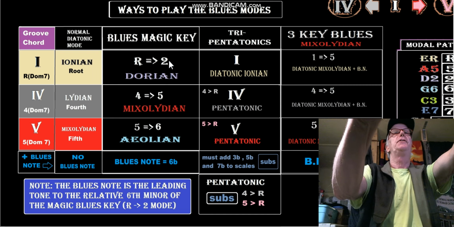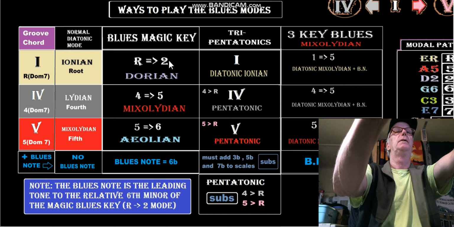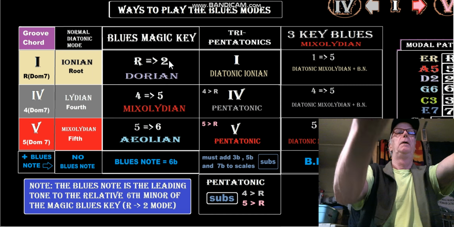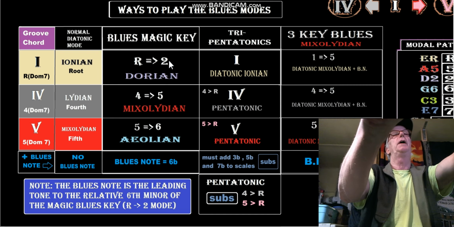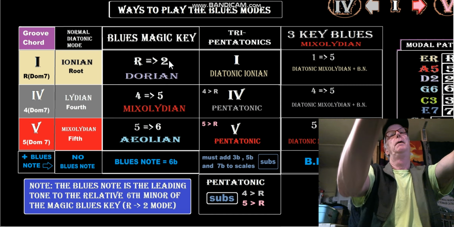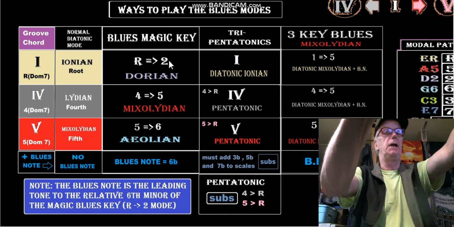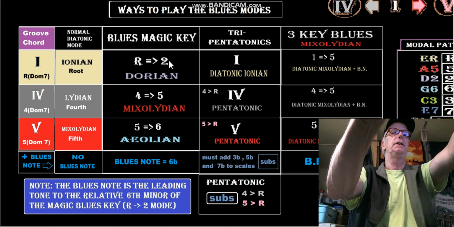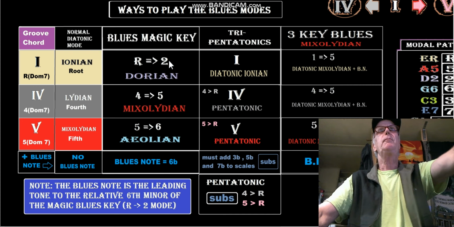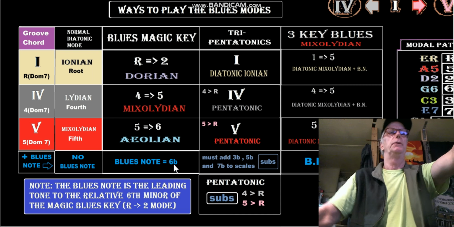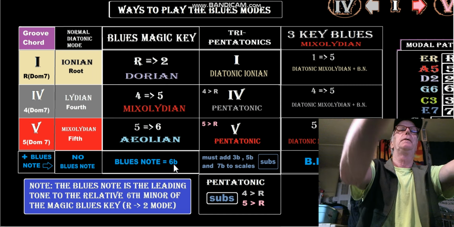Now, the 6th flat is going to be down here. And that is the leading tone to what? To this, which is the relative minor of the magic key. Alright, so that's just a little explanation of the blues note. Now we simply want to hit that blues note when we're doing our blues scale, Dorian.